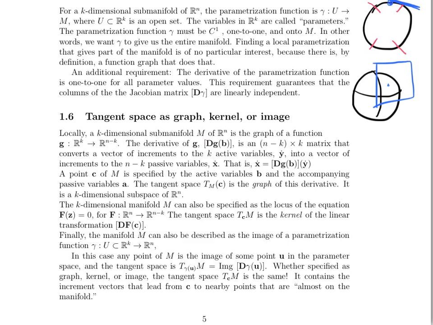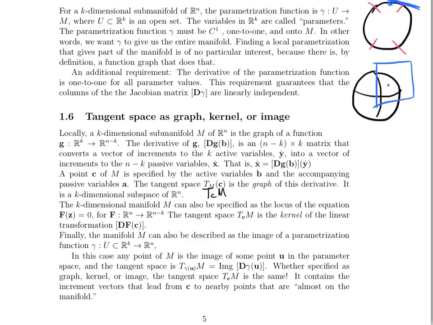So a point c of the manifold is specified by the relationship between the active variables and the passive variables on that surface, the manifold. The tangent space, the notation here is a little wrong. Let me fix it. It's the graph of the derivative, but it should be written like this. So if you've used a graph to define a particular manifold, then the tangent space is the graph of the derivative. It is a k-dimensional subspace of R^n.